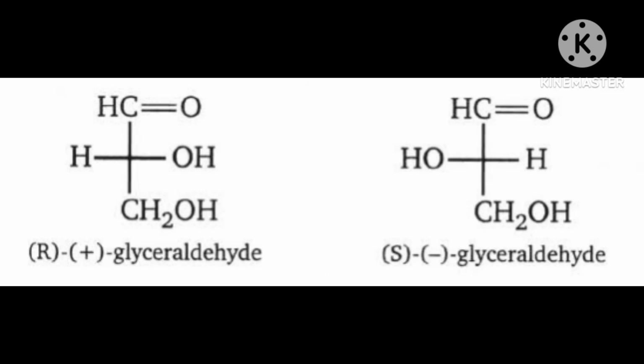Carbon number 1, H and OH are there. H is up, OH is down. Carbon number 1, H is up, OH is down. Correct? This is a very, very important position. Carbon number 2, H is up, OH is down. Carbon number 3, OH is up and H is down. Means carbon number 2 and carbon number 3 are opposite.